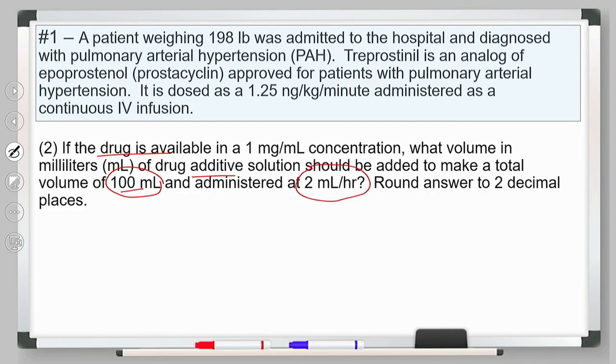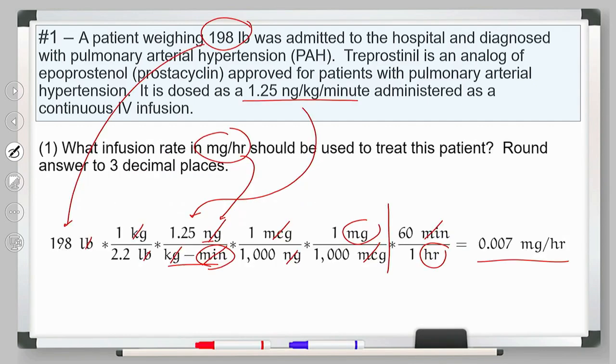So I have a total volume, I have an infusion rate, and I have a drug concentration that I'm ultimately going to use. So where do I start? And that's tricky. But in the end, I'm going to need to make enough drug that I have a 100 ml bag. The one thing that's fixed, that's absolute, is the bag I'm going to make is 100 milliliters. So I need to determine the amount of drug for a 100 milliliter bag. So let's start with that. The problem is 100 milliliters doesn't work with what I just answered here, which was 0.007 milligrams per hour.